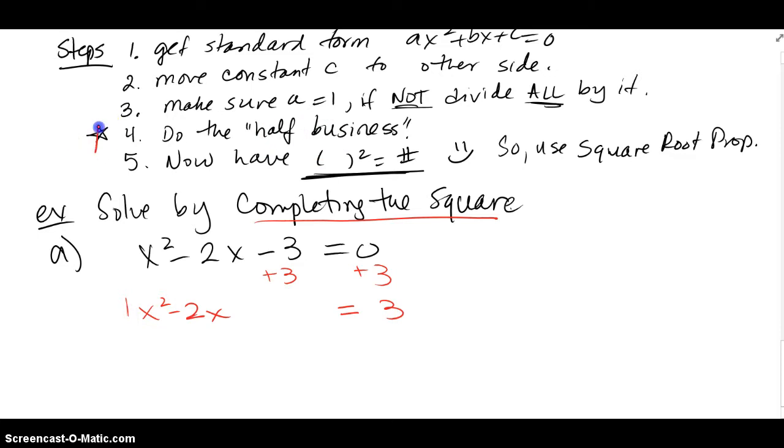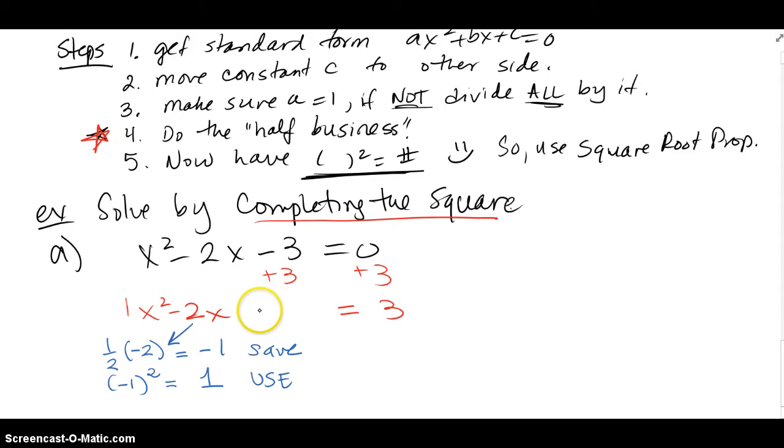Then do the half business. Remember, this is the key step. So here's what I mean by the half business. Take this coefficient of x and half it. That's going to give you -1. Save this because it'll pop up later. Now take it and square it, which is going to be a +1. It's always going to be a positive number, and use it.